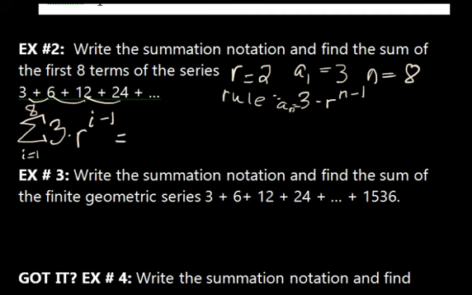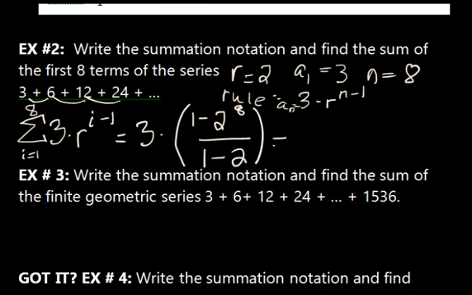We could go ahead and expand every single term and add it up, or we can use our defined S sub n formula, which states that we take that first value 3 and multiply it by 1 minus the r value, which is 2, raised to the 8th power, over 1 minus 2. And if I calculate this out, we end up with the sum of the first 8 terms of the series to be 765.